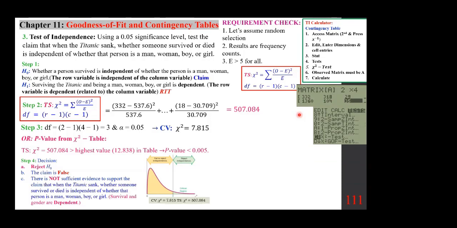Then you do the test. You do the test of chi-squared. So chi-squared test. When you click on that, it automatically gives you observed value is A, expected value is B. Don't change that, just calculate. So notice what happens here.